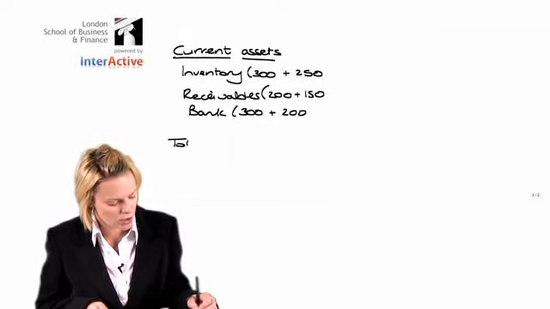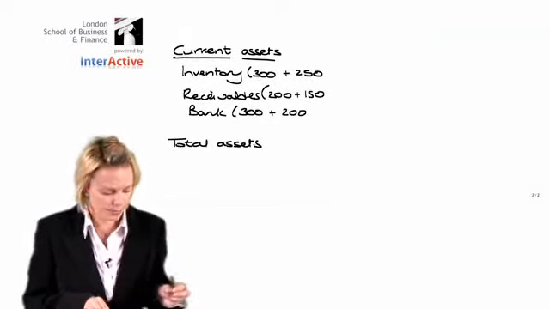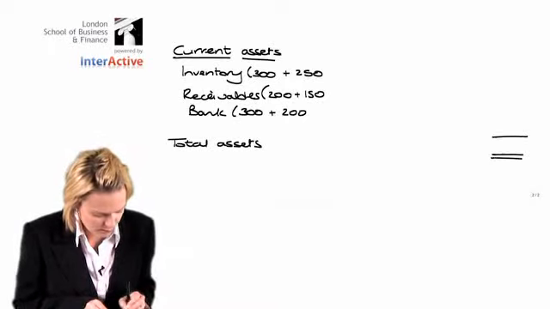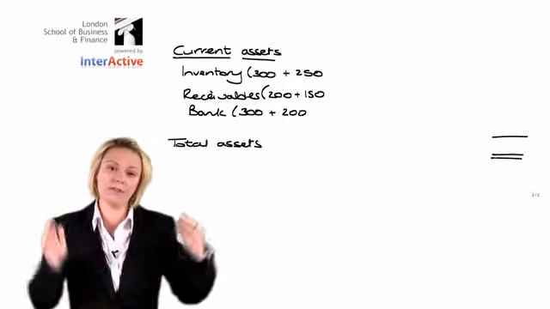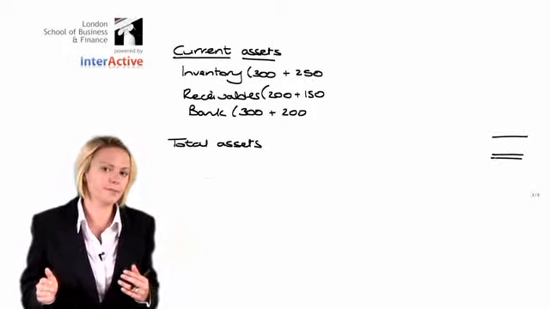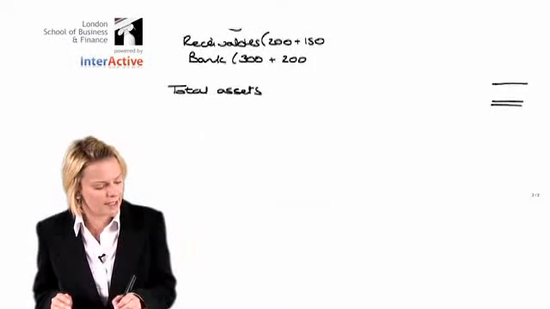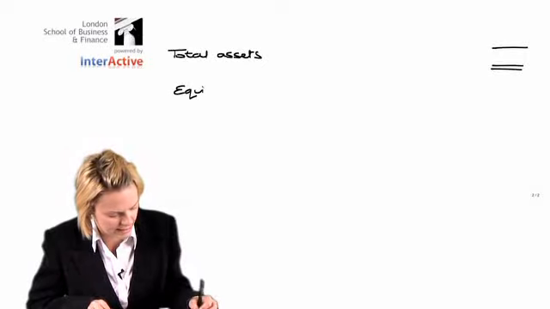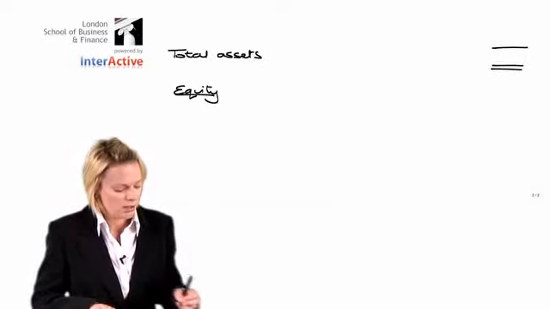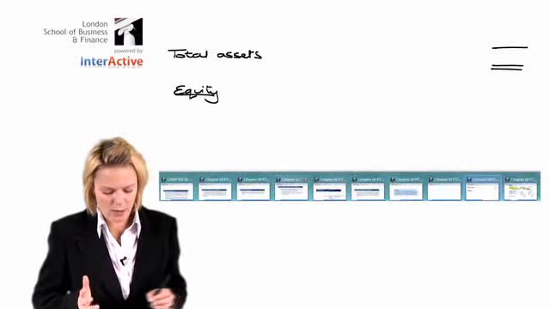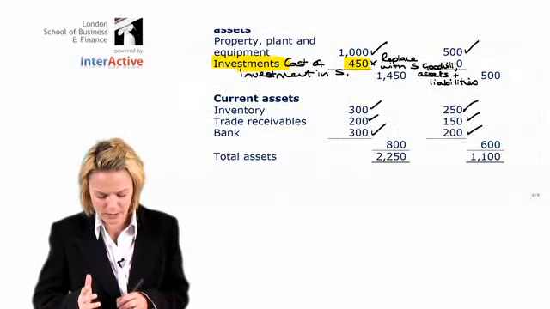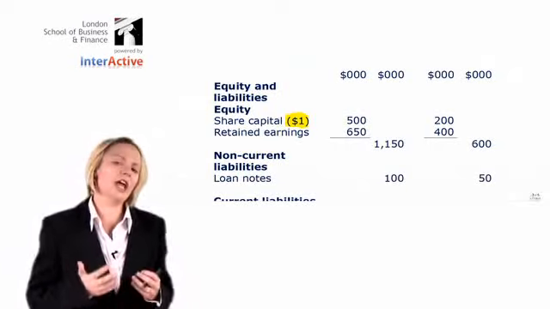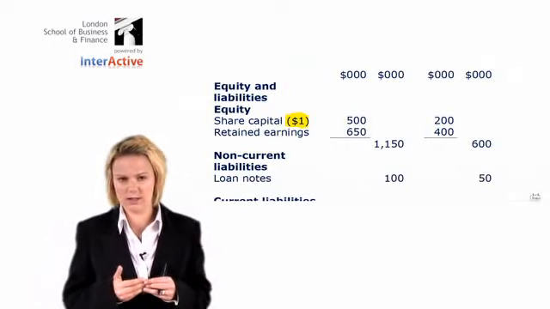That will give us total assets for the group. Okay, and that will be the top half of the SFP done. Now what we need to do then is look at equity. Okay, the equity section. So under the equity section then, what do we see? Well, we have share capital and retained earnings.